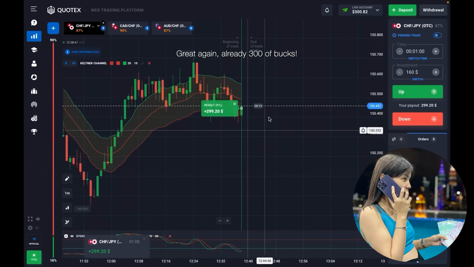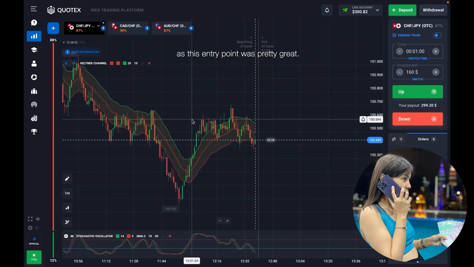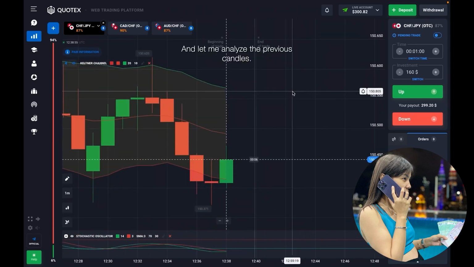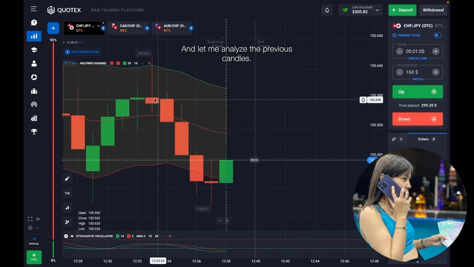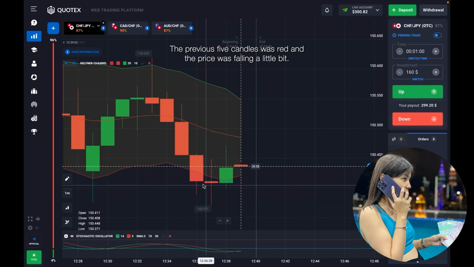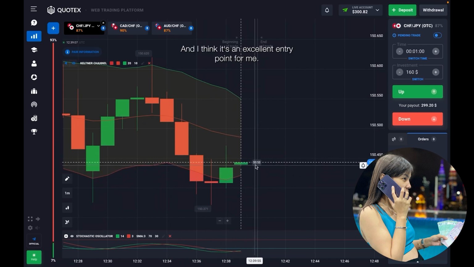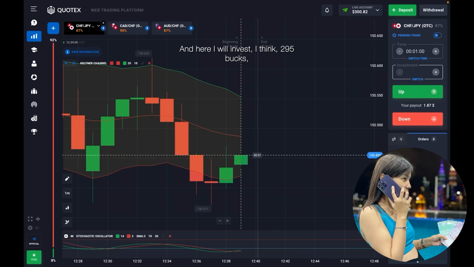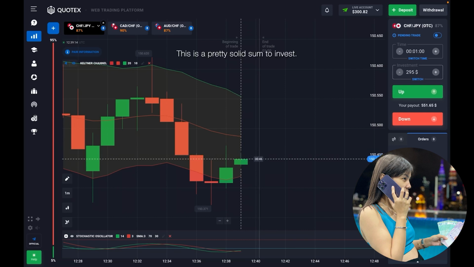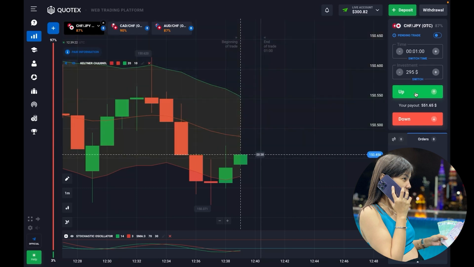So great again, guys, already $300, and that's why I want to repeat my success at the same currency pair, as this entry point was pretty great. And let me analyze the previous candles. The previous 5 candles were red and the price was falling a little bit, but right now this green candle has already formed, and I think it's an excellent entry point for me. Here I will invest, I think, $295. Not more, but not less. This is a pretty solid sum to invest, and here be ready for call option right now.